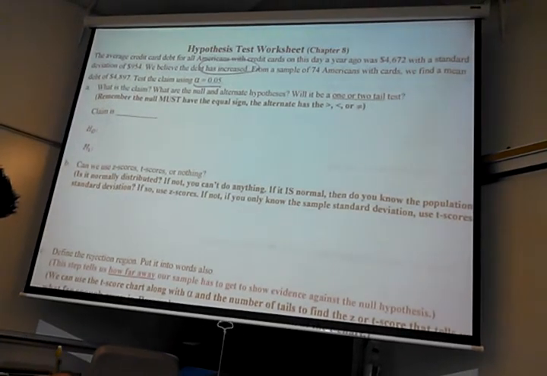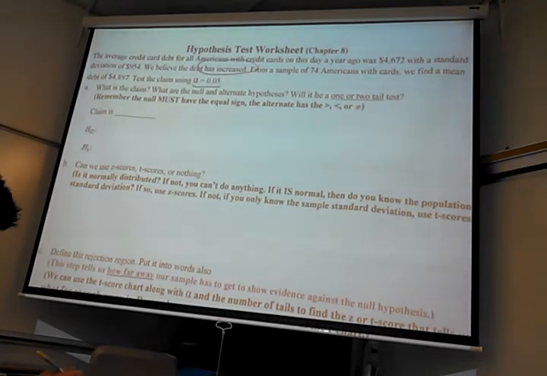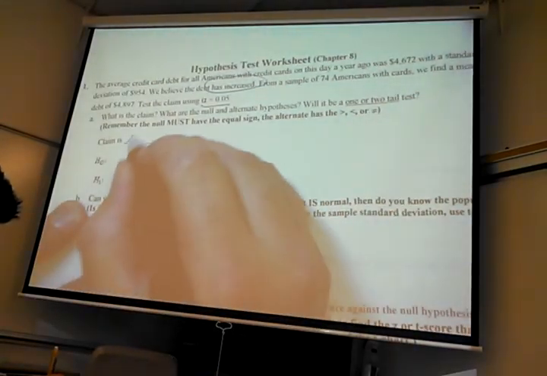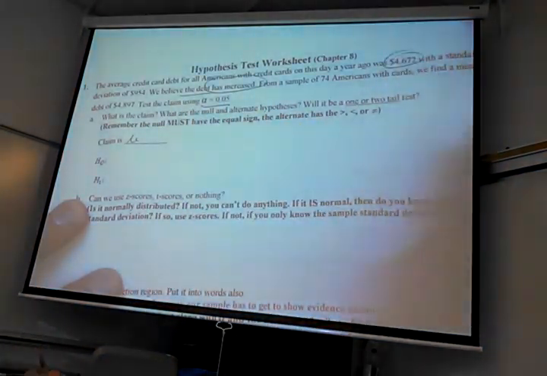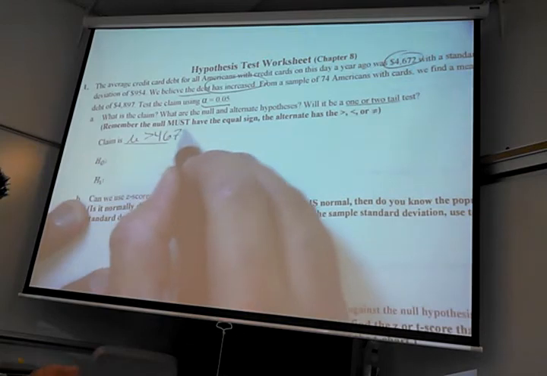What would the claim be in math-ish? Math speak. The mean is greater than 4,600. I like it. So we think the mean debt has increased from what it was, is greater than 4,672.